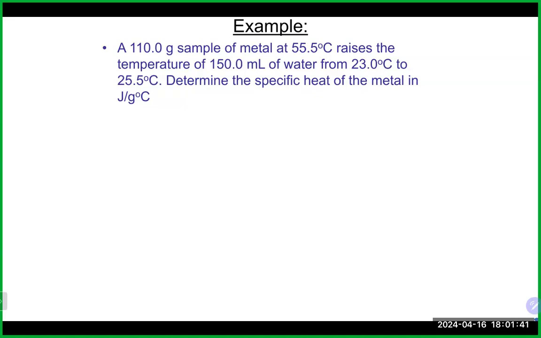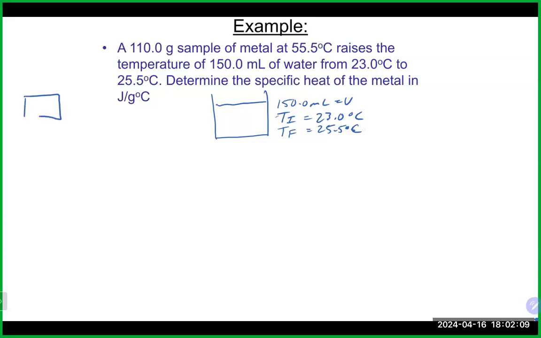Okay, so let's take a look at this one. So it's basically the same situation as we were just talking about. We got a little thing here of water. We have 150 milliliters of it, which is a volume. We have the initial temperature of our water at 23 degrees Celsius. After we put the metal in there, it's going to go to 25.5 degrees Celsius. We have a piece of metal that's going to go for a swim here. And we have the mass of the metal at 110 grams. We have the initial temperature of the metal at 55.5 degrees Celsius.